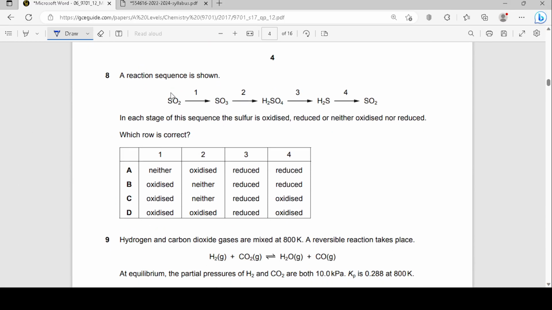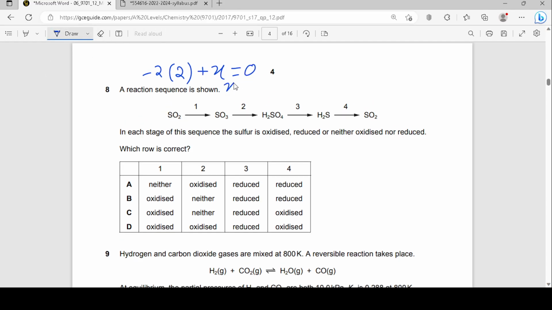A reaction sequence is shown. In each stage of this sequence, the sulfur is oxidized, reduced, or neither oxidized nor reduced. Which row is correct? Okay, so let's see. Over here we have oxygen. Oxygen has a fixed oxidation state of -2 usually. So in sulfur dioxide you have two atoms of oxygen, so we have -2 times 2. Let's take the oxidation state of sulfur as X, and because SO2 has no overall charge, let's equate this to 0, and so X equals +4.